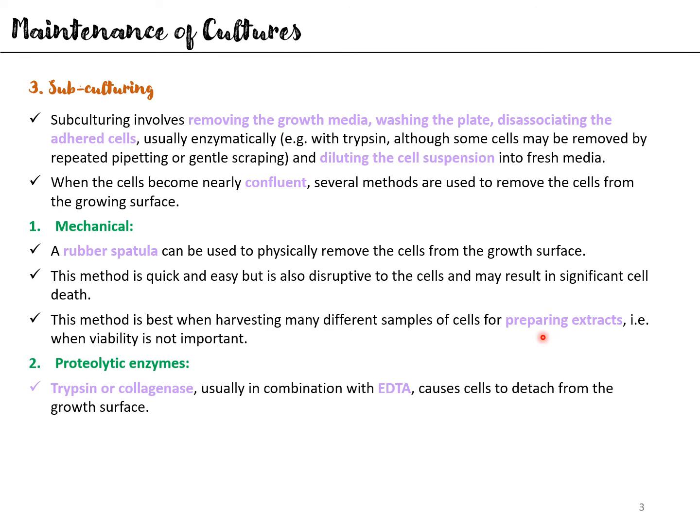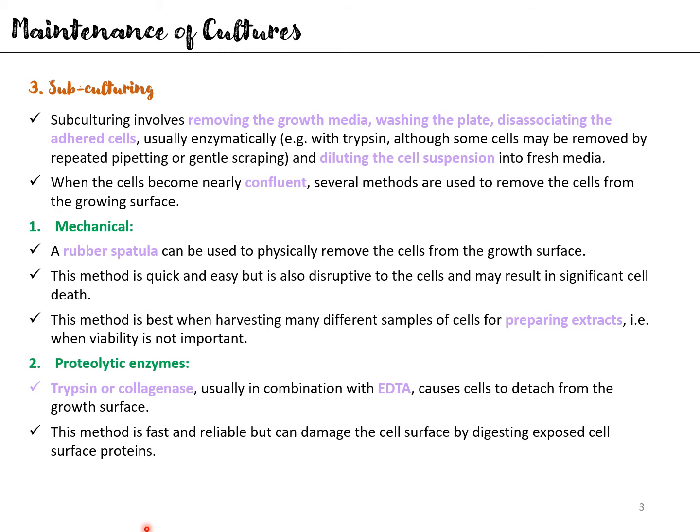Trypsin or collagenase are the most commonly used enzymes, usually in combination with EDTA. If you look at commercially available bottles of trypsin, you will find it written on the surface, trypsin EDTA. Why? Because EDTA chelates the divalent cations, which helps further disrupt the interaction between the adherent proteins on the surface of the cell and the cell culture plate. This causes the cells to detach from the growth surface.